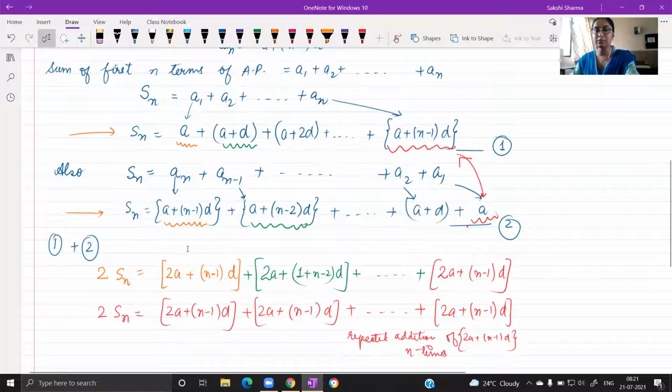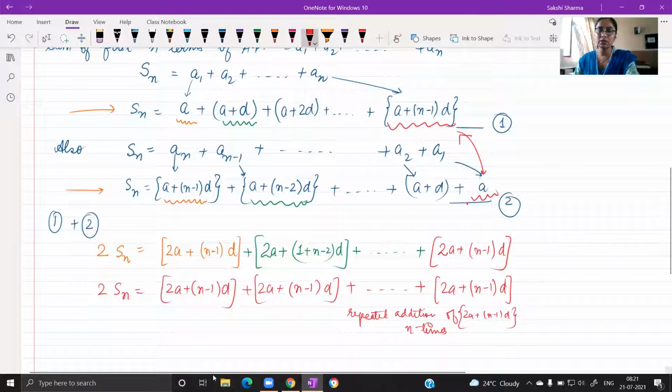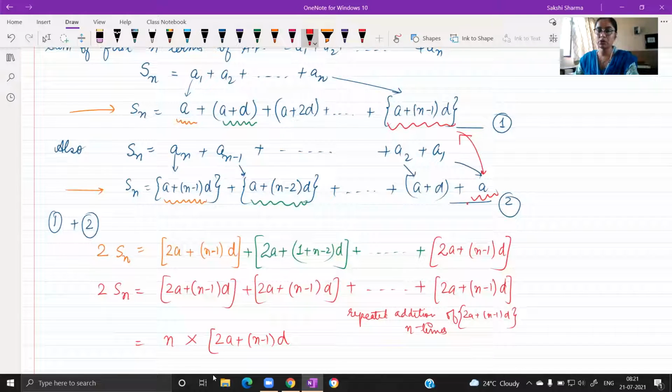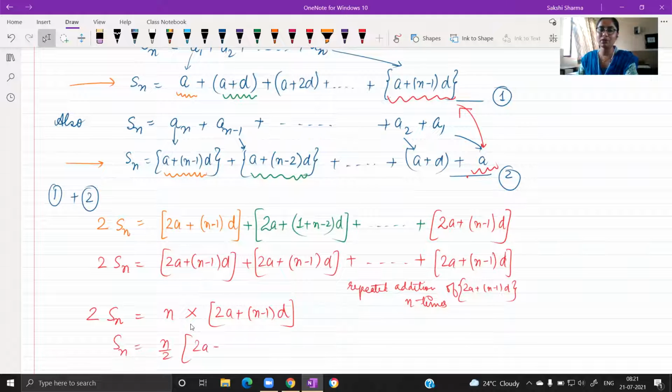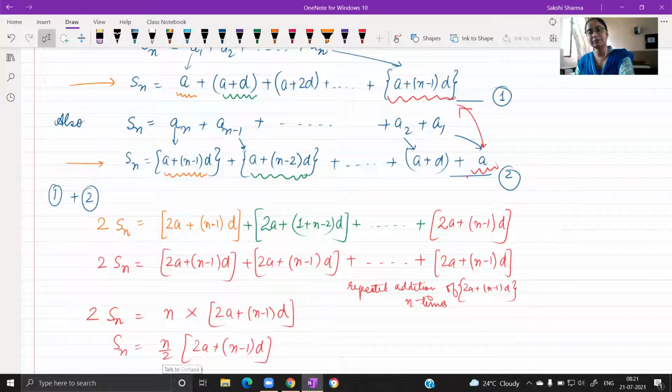So expressing the repeated addition as multiplication, on the right hand side you can write down n multiplied by this expression which has been added. जिसको add कर रहे हैं वो आएगा, जितनी बार add कर रहे हैं वो आएगा, उनका product. On the right hand side you have twice n, and transposing 2 from left hand side to the right hand side, you have your formula for n terms, sum for n terms, first n terms.